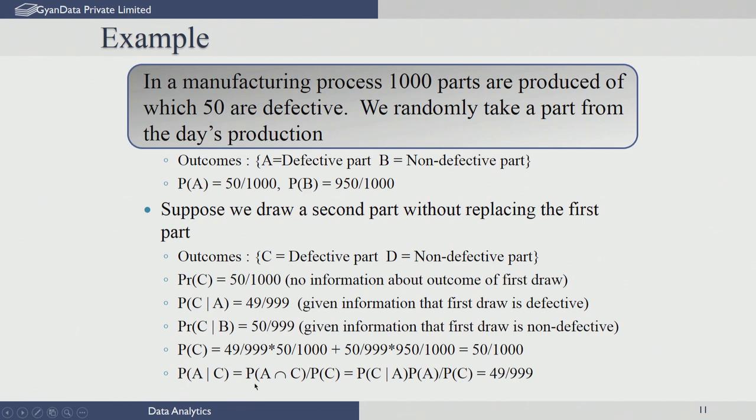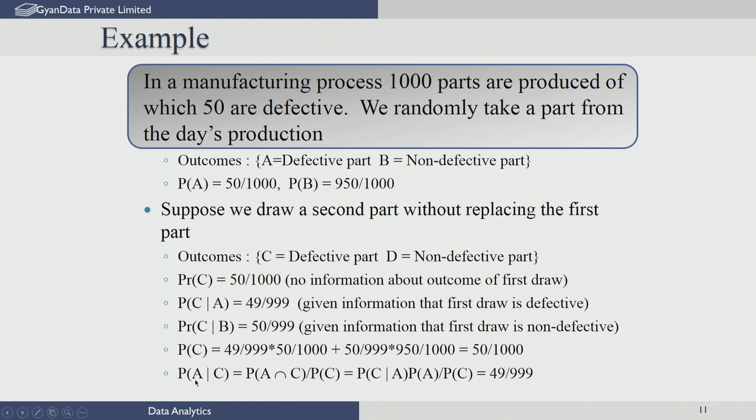Now it is very interesting to actually ask the inverse question. If you tell me some information about the second pick, would it actually change your ability to predict the outcome of the first pick? It turns out it does, because these are not independent events. You can ask the question, what is the probability of getting a defective part in the first pick given that you had a defective pick in the second round?